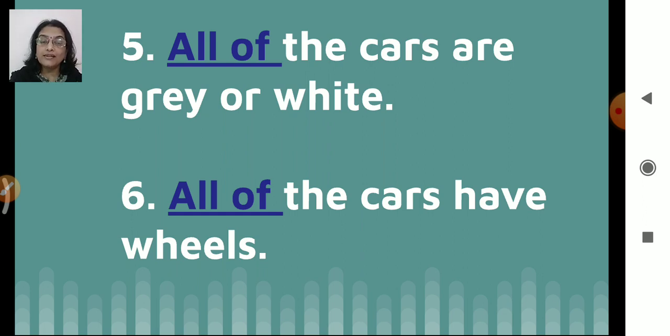Now the sixth one. All of the cars have wheels. Check into your book. Wheels are there? Yes, they are. So, all of the cars have wheels. Got it? Okay, let's move ahead.